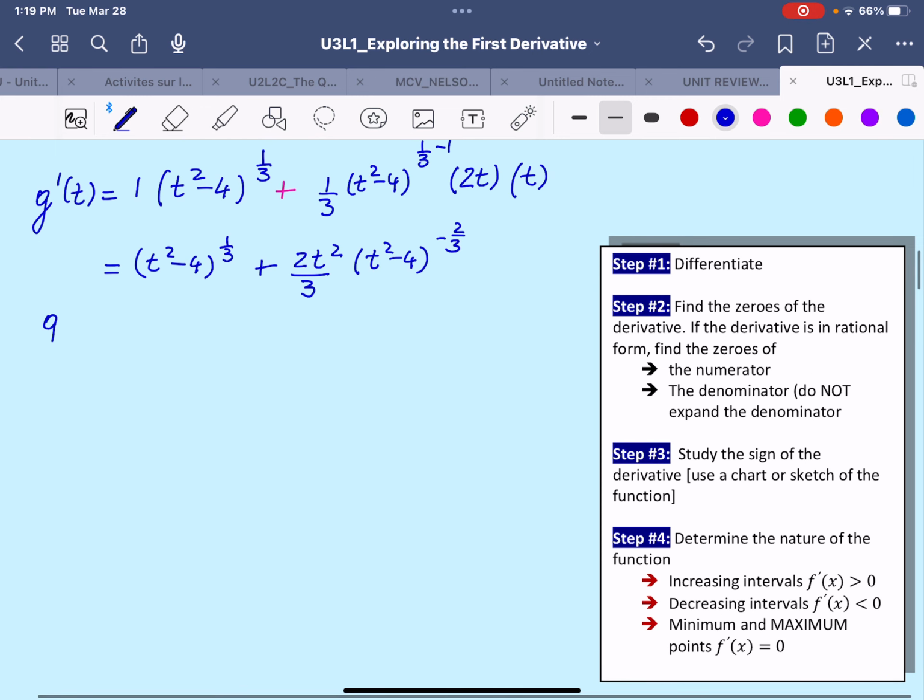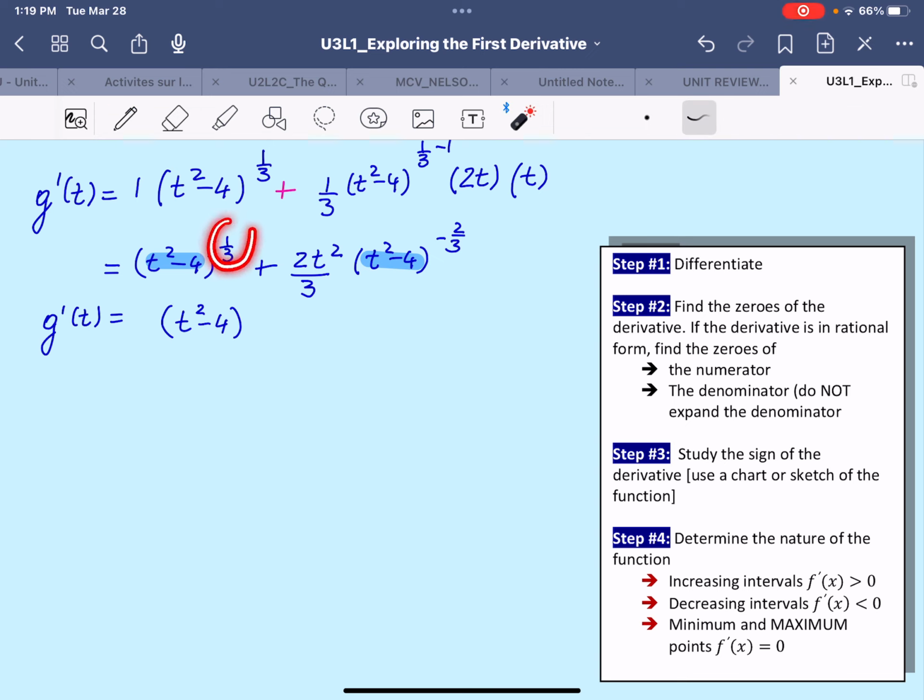So we know that we need to find the zeros of the derivative in order to study its sign, and for this we'll need to write the derivative in factored form. So we'll take out the common factor of t squared minus 4, and you see that it's common in both terms, and we take out the smallest power. We have a power of 1/3 and negative 2/3, so the smallest exponent is negative 2 over 3.